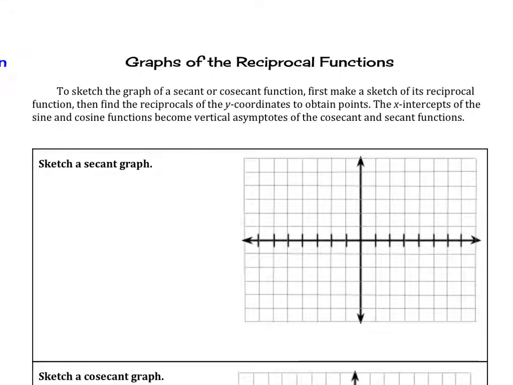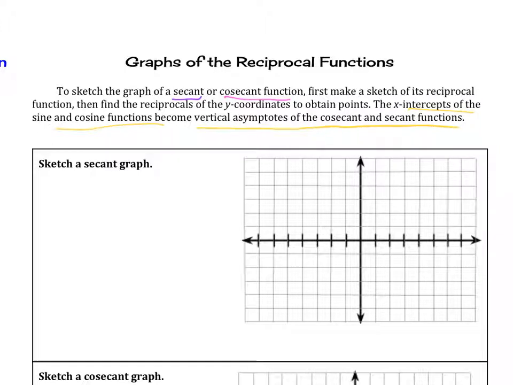Graphs of the reciprocal functions. To sketch the graph of a secant or a cosecant function, what we're going to do is first make a sketch of its reciprocal function, then find the reciprocals of the y-coordinates to obtain the points. The x-intercepts of the sine and cosine functions, really important, become vertical asymptotes of the cosecant and secant functions.